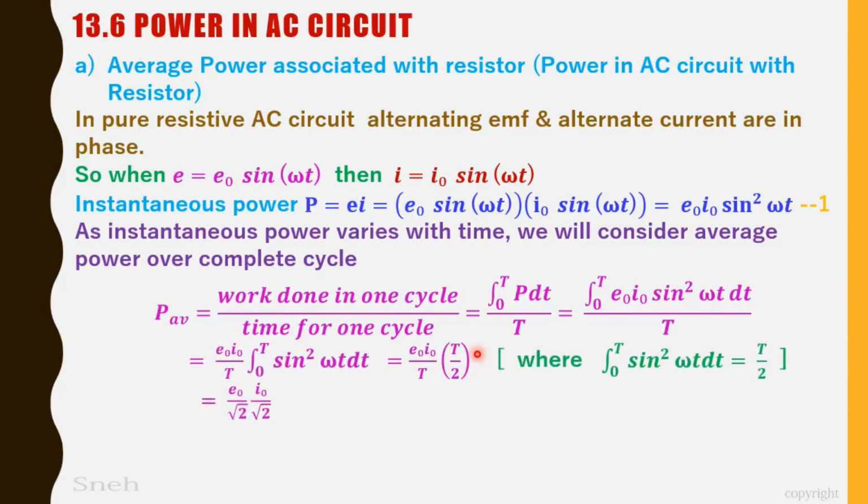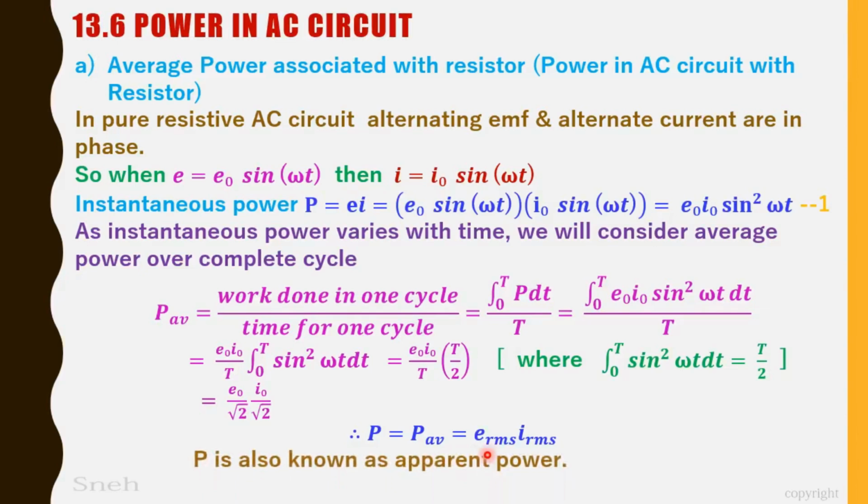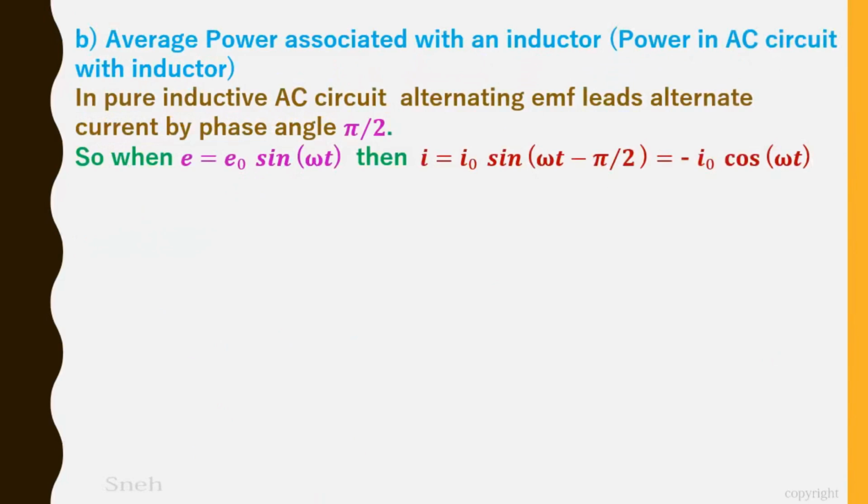Now here we'll substitute the value of P in this circuit and solve it, and after solving this we come to the equation that P average is equal to E0 upon root 2 into I0 upon root 2. Now we know that E0 upon root 2 is ERMS and I0 upon root 2 is IRMS. So we can write this power, average power, as ERMS into IRMS, and this power P is known as apparent power.